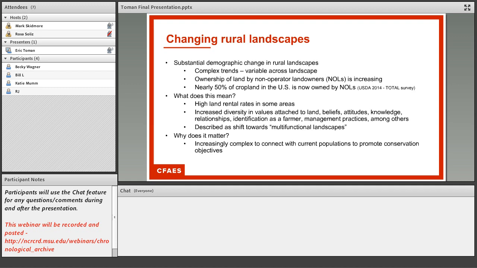So just to set things up, and I don't think this is necessarily going to be news for anyone joining, this is really the genesis of this project. It's just the substantial amount of change that's occurring in rural communities. So there's a substantial change occurring within these communities, something I expect all of us are probably familiar with. And as I note here, it's complex. It's not happening at the same rates everywhere.